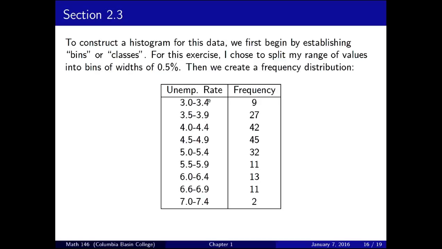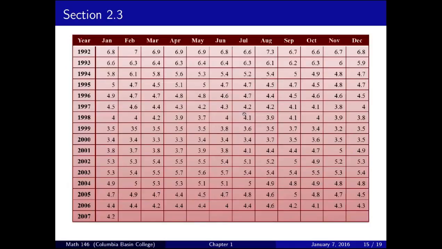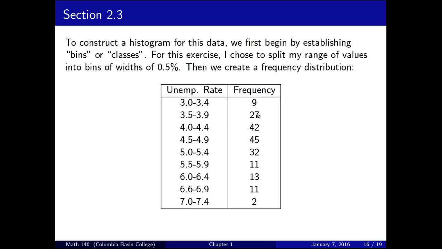You set these class widths, and typically what you want to do is divide it up so that you end up with about 5 to 10 classes, or bins. Here I ended up with 9, I think. Then you go through your data and count up how many months fell in each of these categories. So there were 9 months where the unemployment rate was between 3 and 3.4%. There were 2 months where it was above 7%. I've counted them all up.